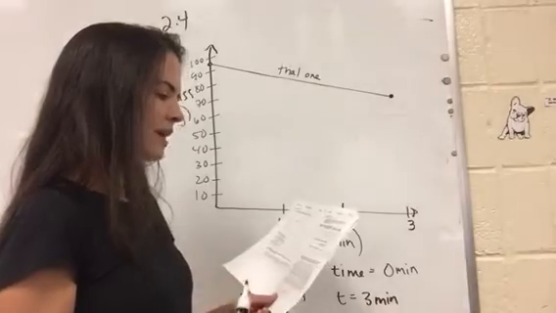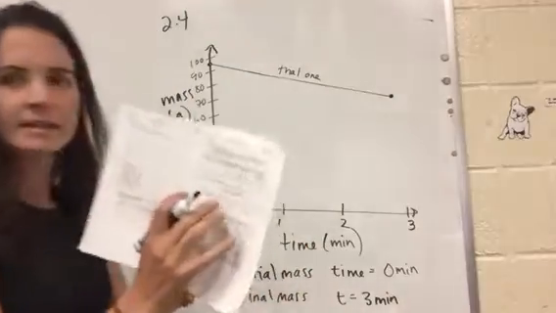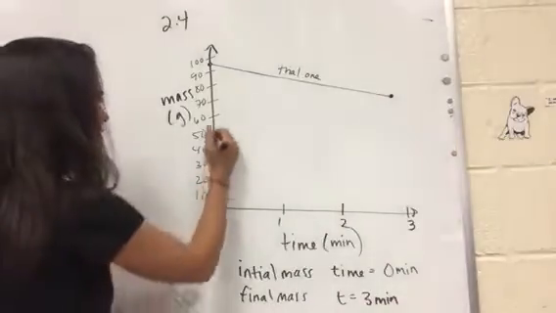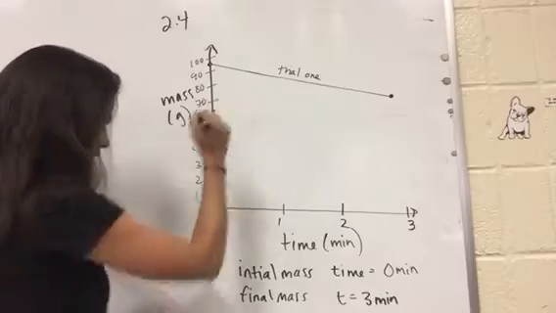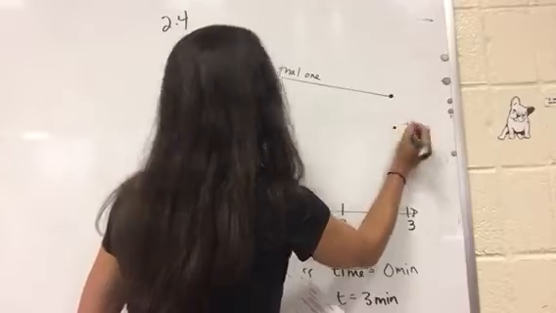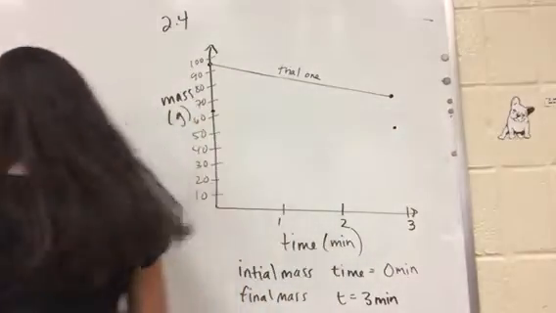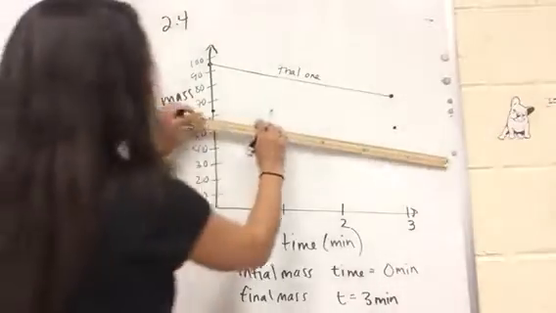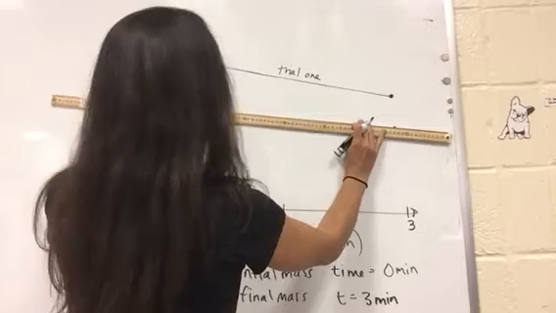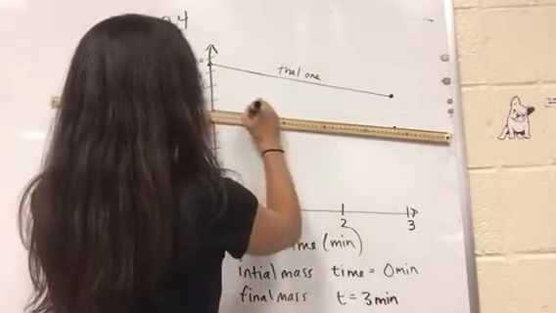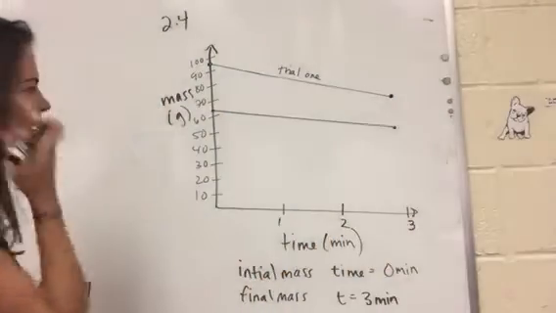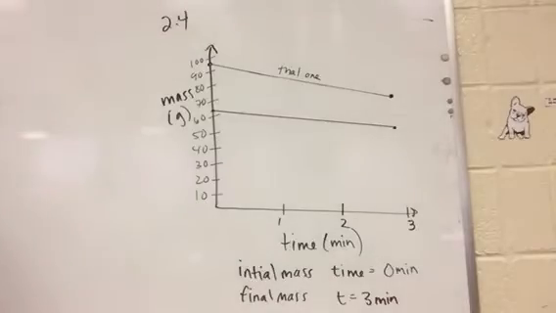Okay, so the next one, trial 2. The initial mass was, do you see it? 63, right? 63.25. So I'm going to plot that right there. And the final mass was 52.25. So I'm going to plot that there. And I'm going to connect it with my straight edge. And draw my line. Beautiful. Super professional looking.